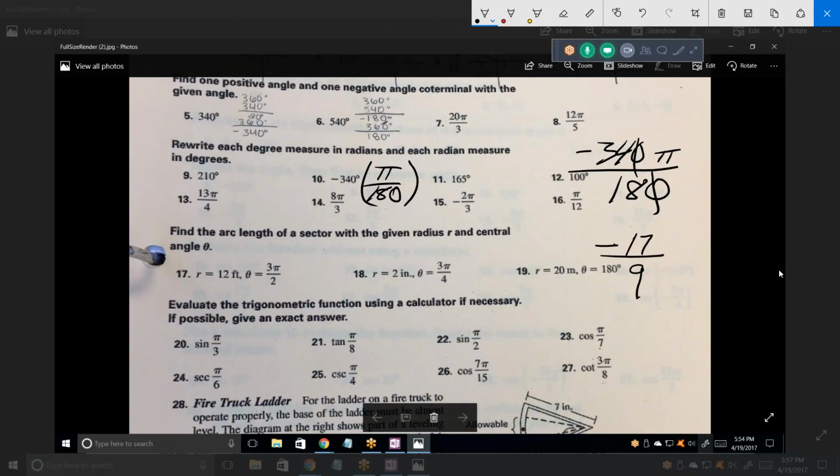Now, can I break that down any further? I can't. 17 is a prime number. So if you don't know how to simplify something, and they're both even numbers, then always divide by 2 for starters. And then if you can divide by 2 again, do it again. And keep doing it till you can't do it anymore. That's one way to do it. Okay. So there is the equivalent angle of minus 340 degrees.